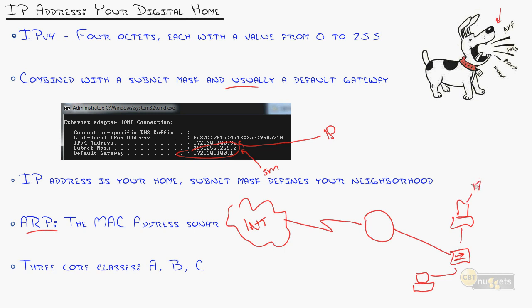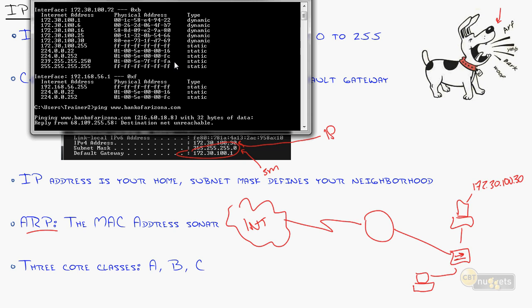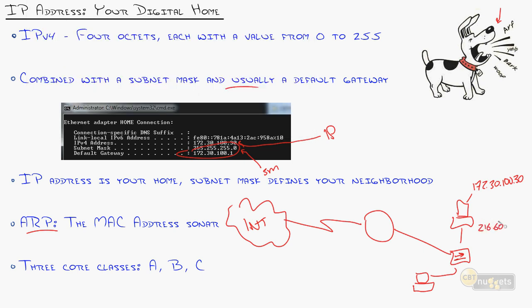He is that 172.30.100.30, and I'll use that same story from the last nugget. He wants to go to the Bank of Arizona, right? So I go to a web browser and type in bankofarizona.com. The web browser, actually the PC, goes out and finds out, oh, the Bank of Arizona is the IP address 216.60.18.8. Let's write that up here. 216.60.18.8.